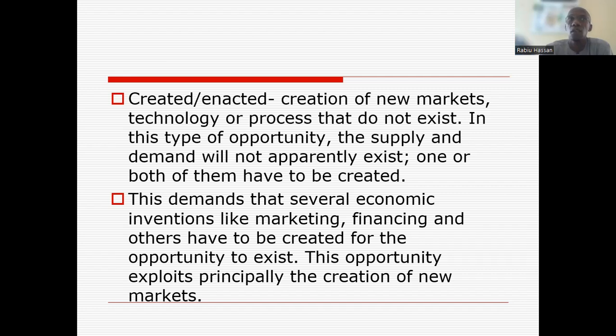Like I said earlier, the market does not exist, so you have to create it. You create a product or service, and then you try to create your market by promoting the product through advertisement and making awareness in the target market, so that people get to know about your new product or service.